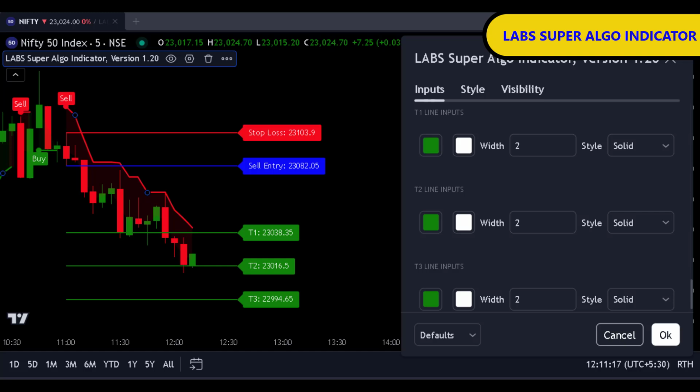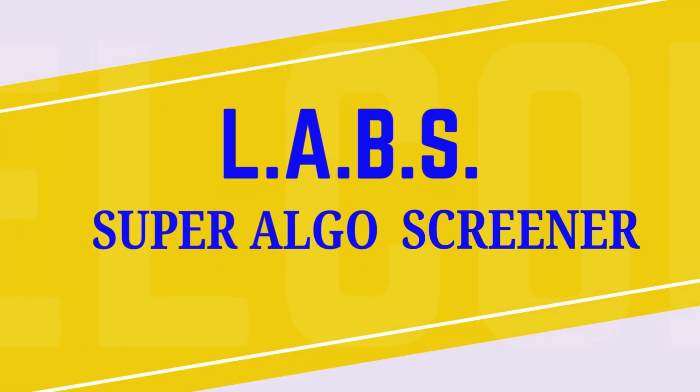Now we will see another fantastic indicator, which in fact is a screener. The name of this screener is Labs Super Algo Screener. What this screener basically does is, it scans various scripts and identifies which scripts have a buy signal, and which have a sell signal on them. The criteria for finding the buy and sell signals is same as that of the Labs Super Algo indicator. Let's see this screener and know more about it.